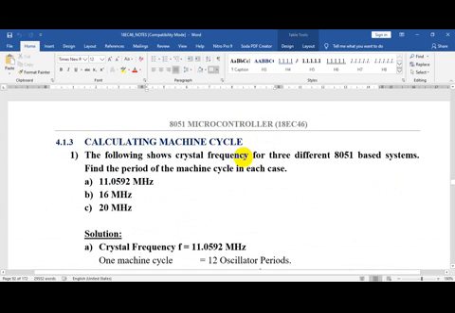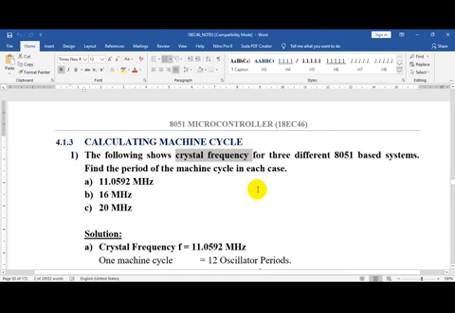Let's take the first example. The following shows crystal frequencies. Read properly. He has given the crystal frequencies for 3 different 8051 based systems. The first one is 11.0592 megahertz, which we use in our lab also. Then 16 megahertz, then 20 megahertz. For these we have to calculate the value for one machine cycle, or one count, or one clock period. All are one and the same.